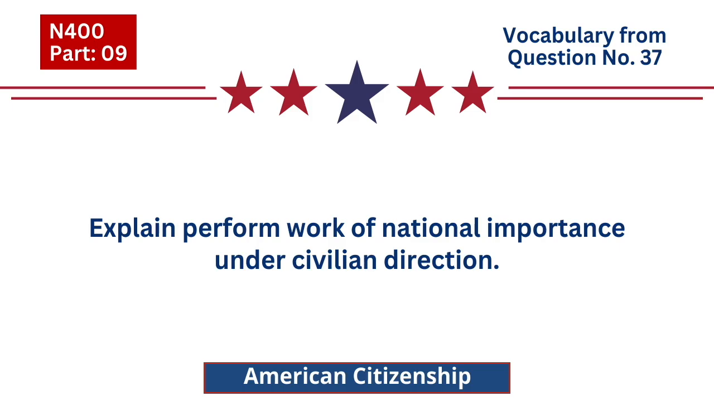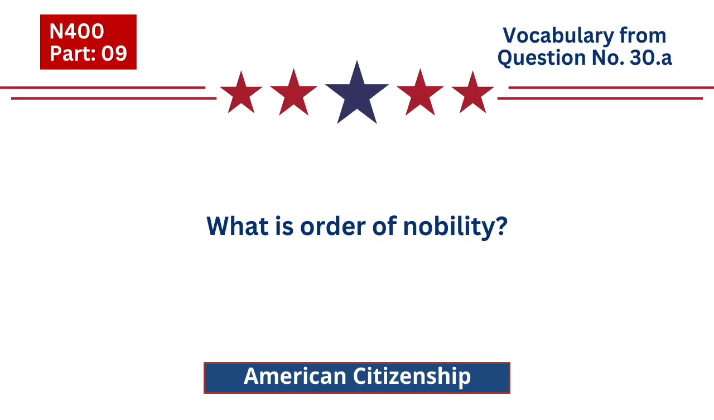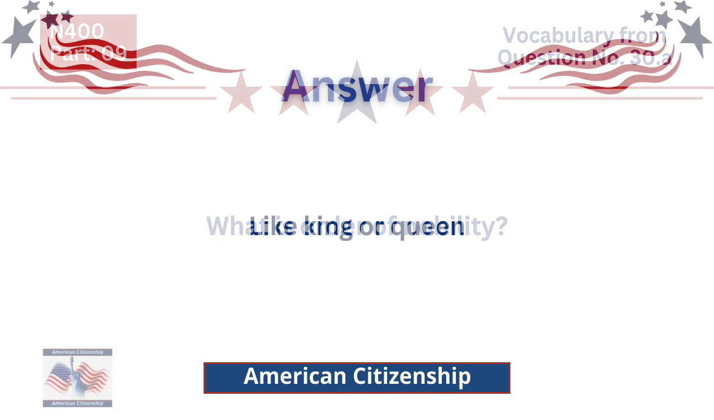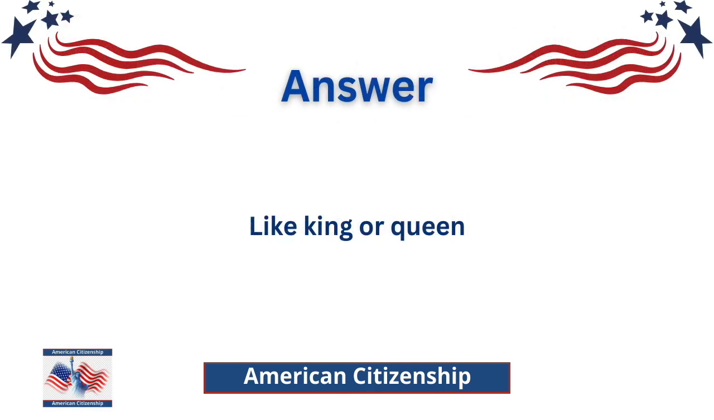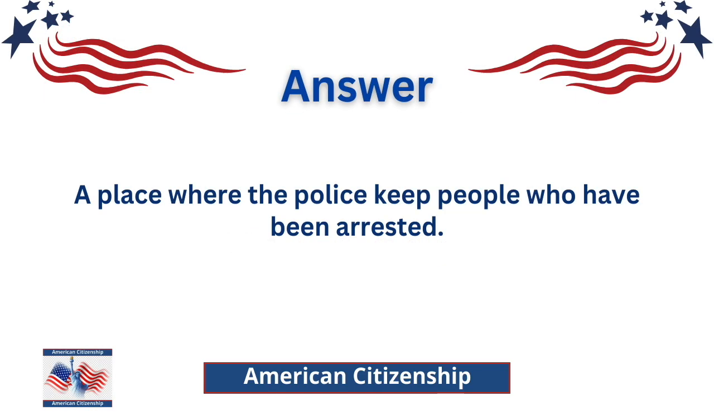Explain. Perform work of national importance under civilian direction. Do non-military work during a national crisis under civilian direction. What is order of nobility? Like king or queen. What is prison or jail? A place where the police keep people who have been arrested.